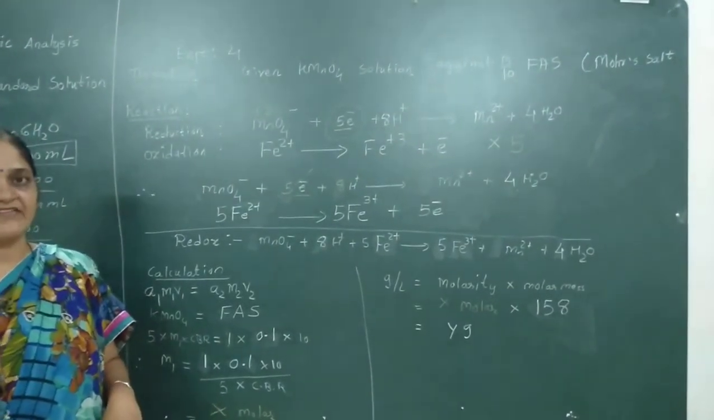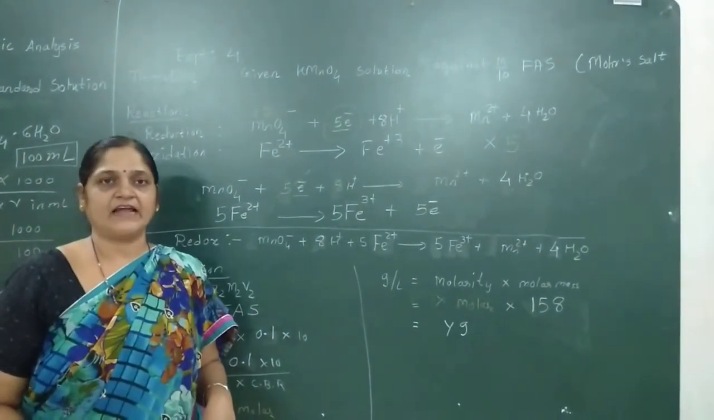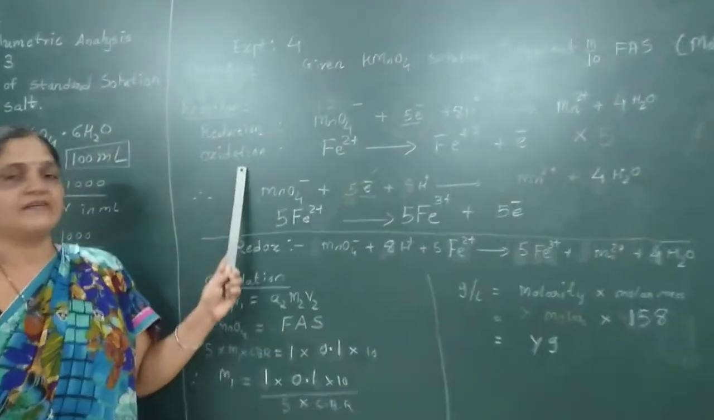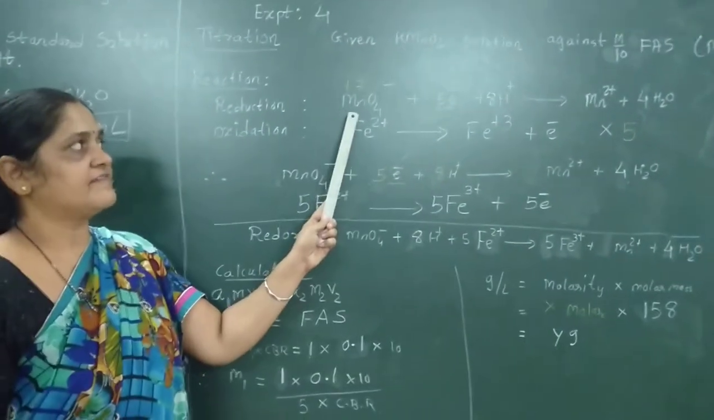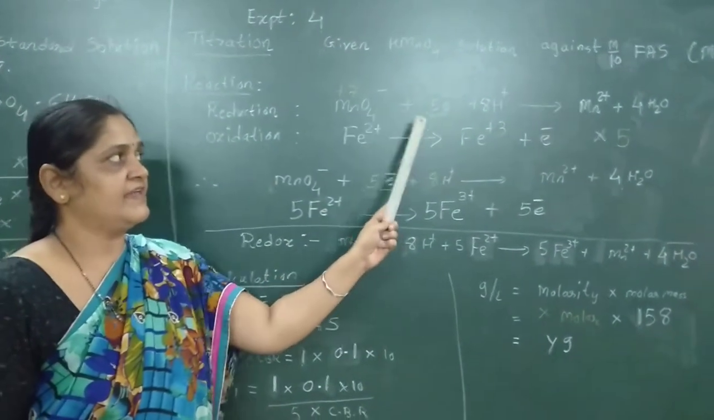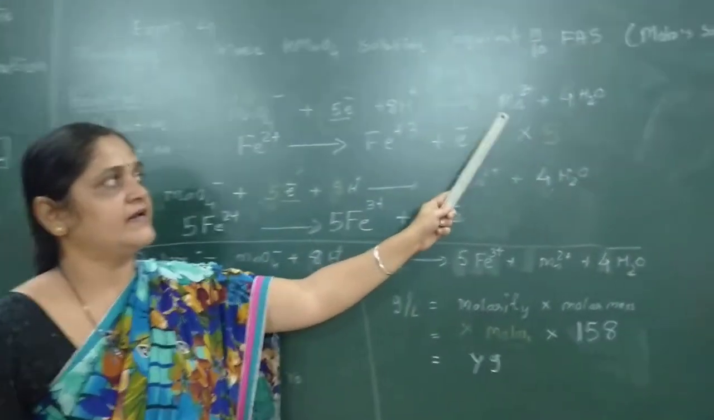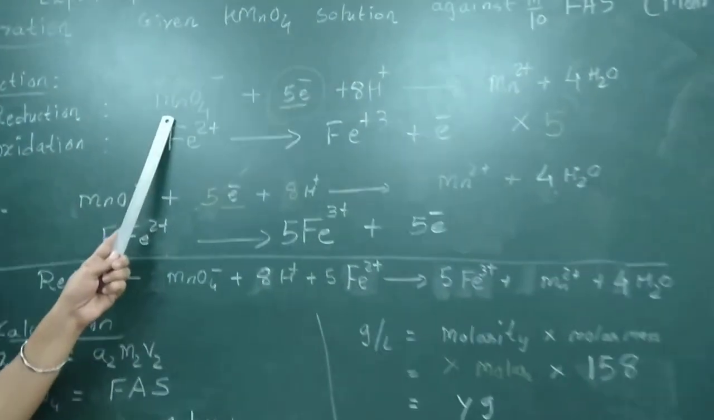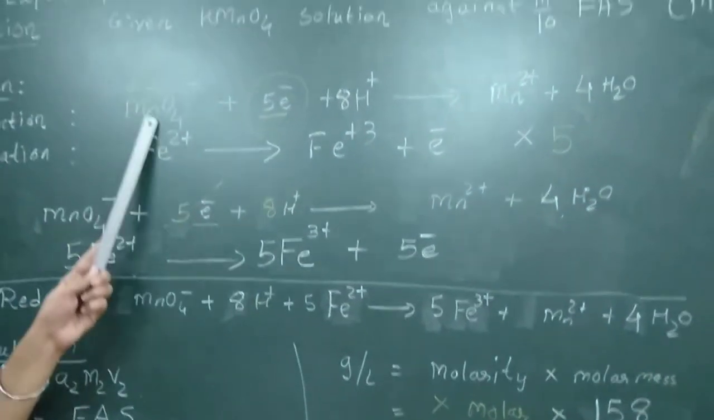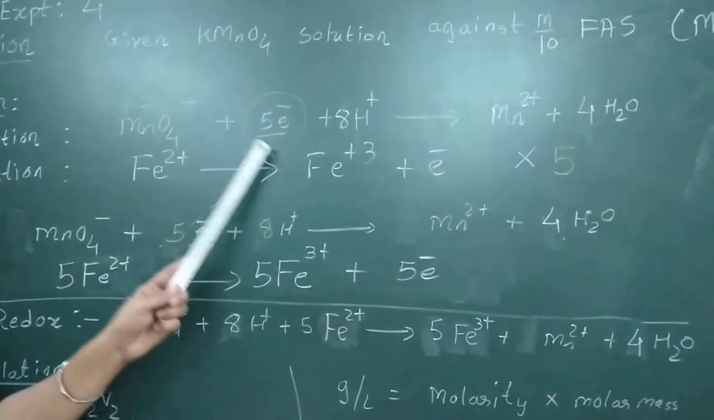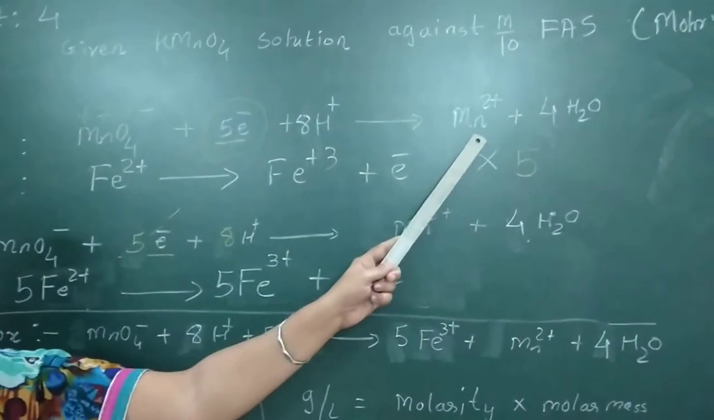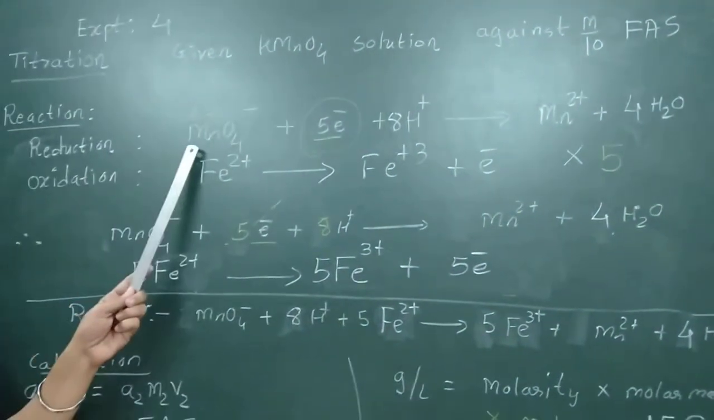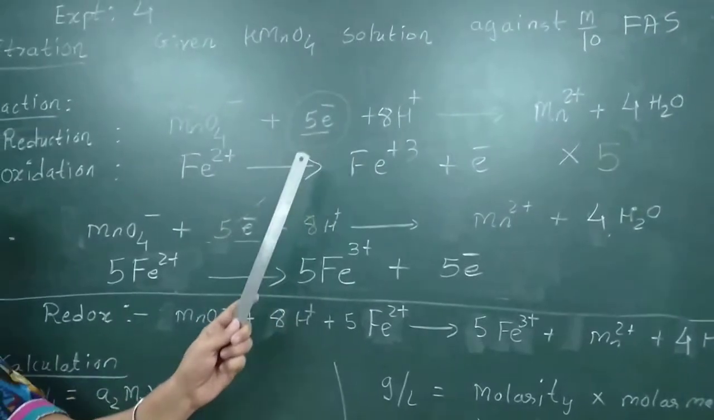This is a redox titration. So the reaction taking place in the titration is the redox reaction. Now there are two reactions, one is reduction, another is oxidation. In the reduction reaction, permanganate ion is gaining 5 electrons and getting converted into Mn2+ ion. Now here in MnO4 minus ion, permanganate ion, the oxidation number of Mn is +7. By accepting 5 electrons, the oxidation number is changing to Mn2+ ion. So the reduction process is taking place as there is a decrease in the oxidation number.